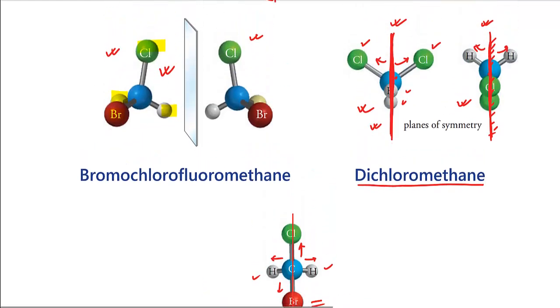In this case, you can see once again, this is achiral because the 4 groups attached are not different. So this group and this group are the same. This hydrogen and this hydrogen are the same, and that's why this is not a chiral carbon and this is not a chiral molecule.